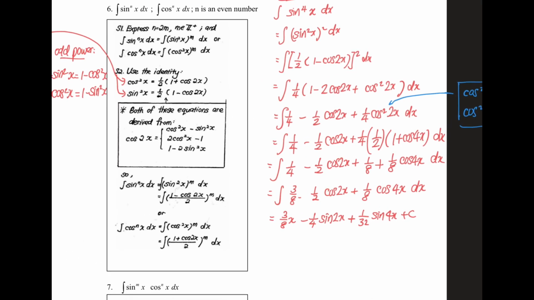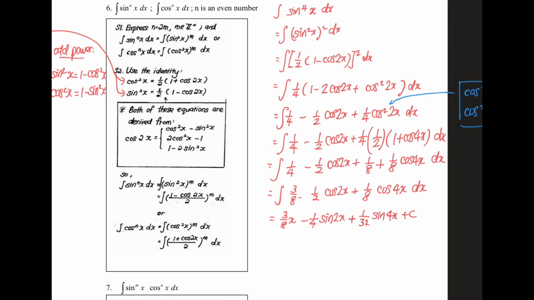Okay, now let's move on. So this is what we have gone through just now. If you have sine to the power of nx, you change it to sine square x to the power of m, then you apply the identity, and then you can integrate afterwards. So likewise, for cos to the power of nx, you make cos square x in the bracket and the remaining power outside, and then you use the identity, then you can just integrate. Okay, so we have done even power.